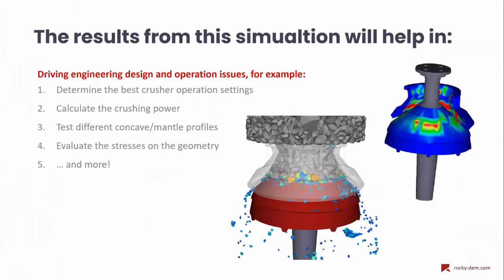So the results from such simulations can be critical for a comminution process evaluation. They can help you determine the best operating conditions like the speed, the cone or the mantle position, setting the closed side settings and the open side settings, what's the feed rate for such operation, and compare the crushing power, the mass flow of products, and even stress over the surface of the geometries at each configuration. Also making it easy to compare different geometries and profiles, for example, of the concave and the mantle.